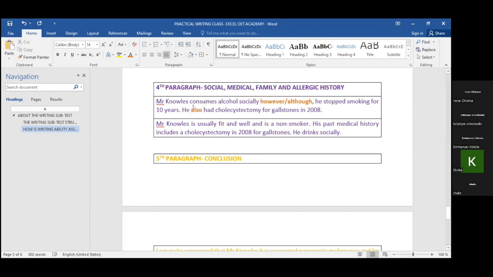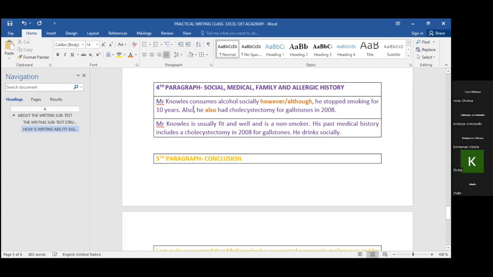So remember, I didn't use also at the beginning of the sentence. Some people will write it like this. Some people will do like this. Also, he had, okay? Also, he had cholecystectomy for. Please don't start your sentence with also.